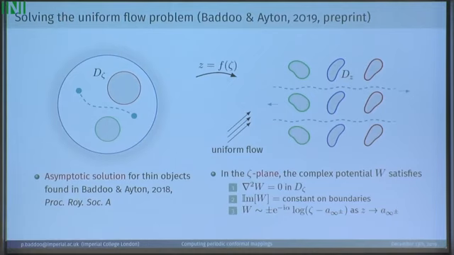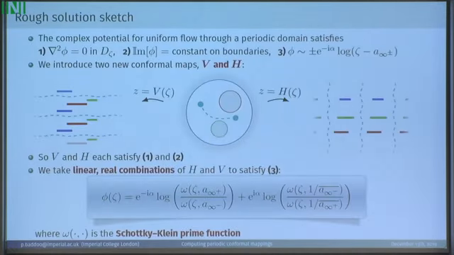So we want to solve our flow problem in the circular domain, and the conditions on W, the complex potential, are these. It has to be harmonic, it has to take constant imaginary value on the boundaries, which is the no-flux condition, and it has to have these particular log singularities at these pre-images, and that corresponds to what we call a uniform flow in the physical domain. So this is roughly how we construct the solution, which is exact and is also valid for any connectivity.